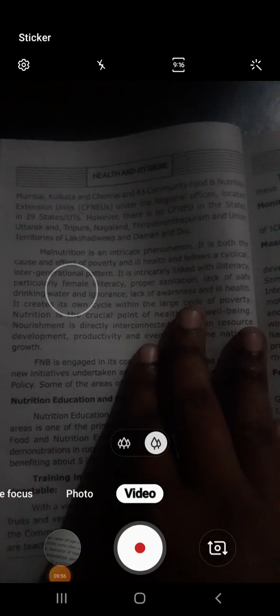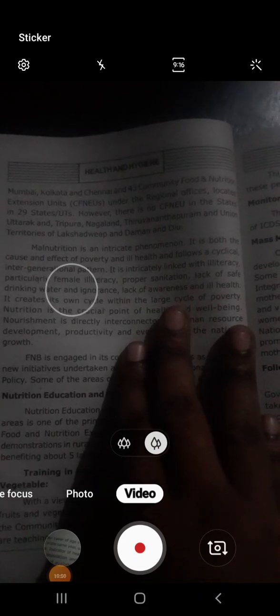Malnutrition is a phenomenon that is both a cause and an effect of poverty and ill health. All of this comes under it: proper sanitation, female illiteracy, lack of safe drinking water, ignorance, lack of awareness, and ill health. Everything comes under this.